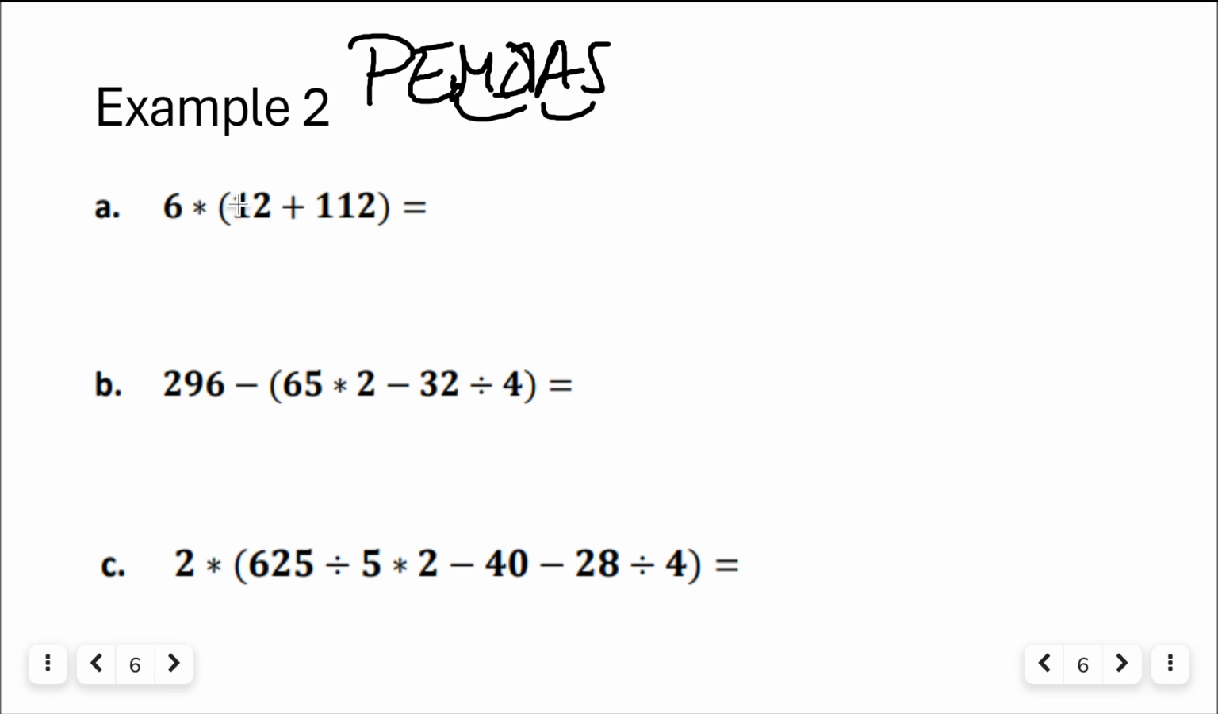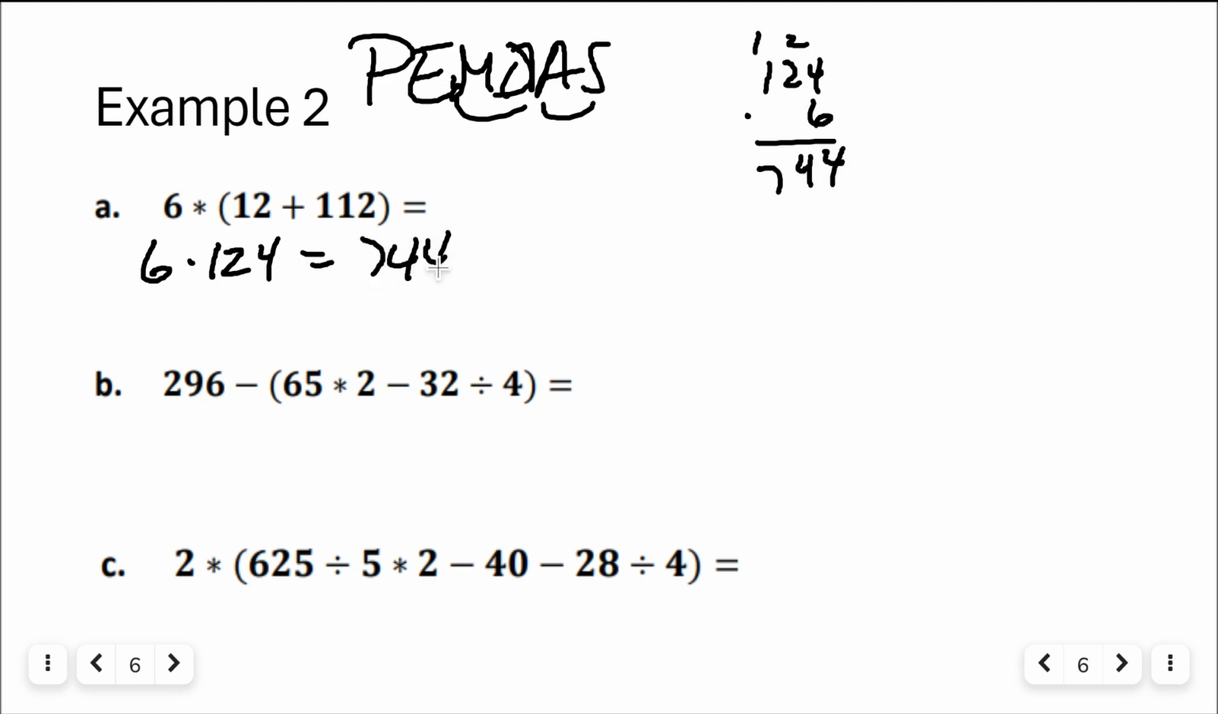So we got 6 times 12 plus 112. We're going to add first. They're in parentheses. So that's going to be 6 times 124. So 124 times 6 is 744.